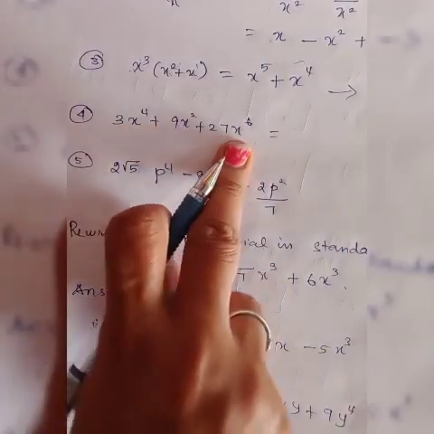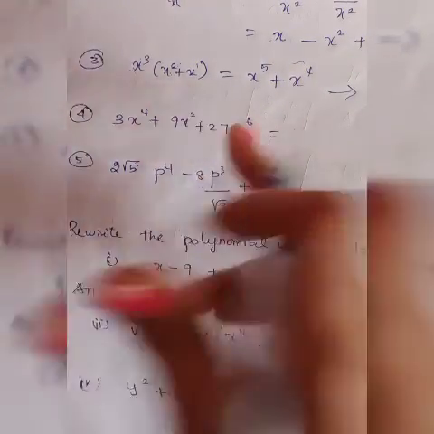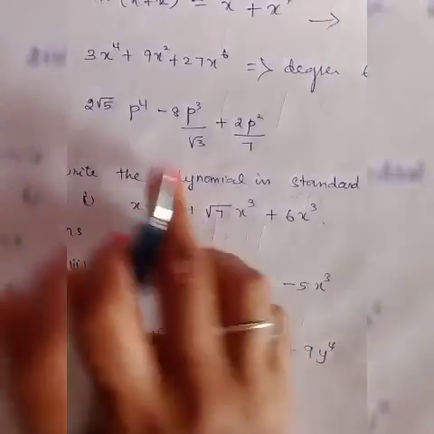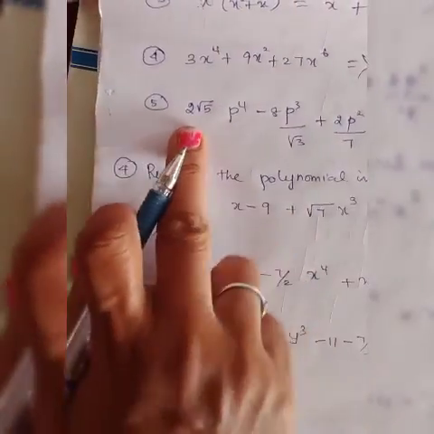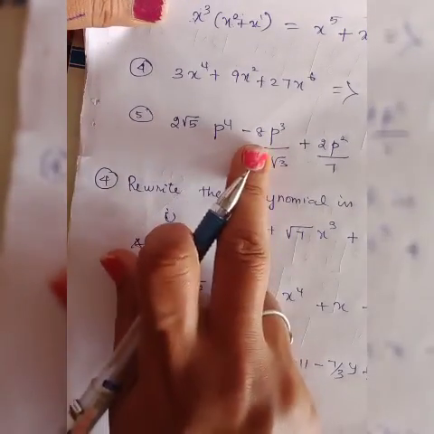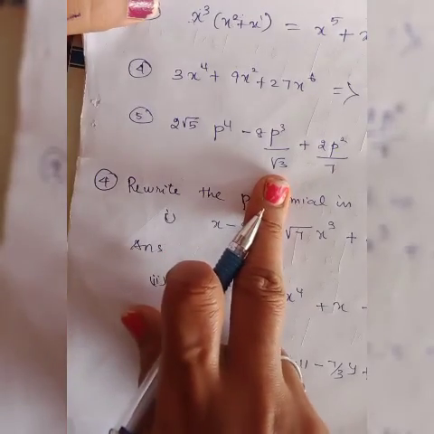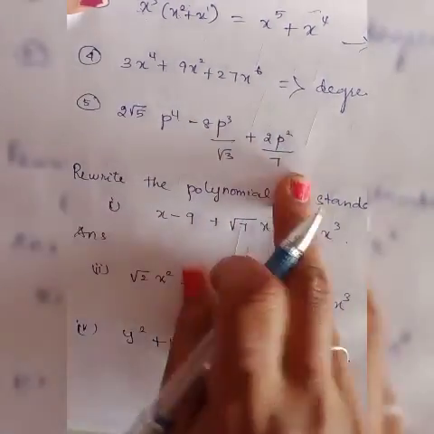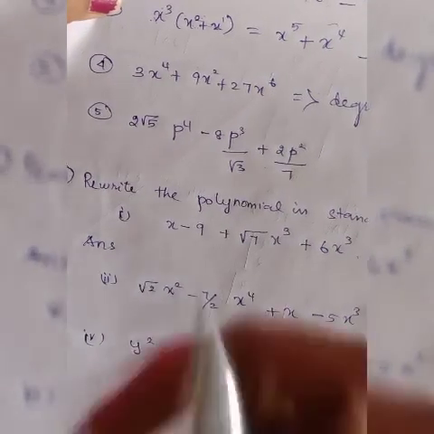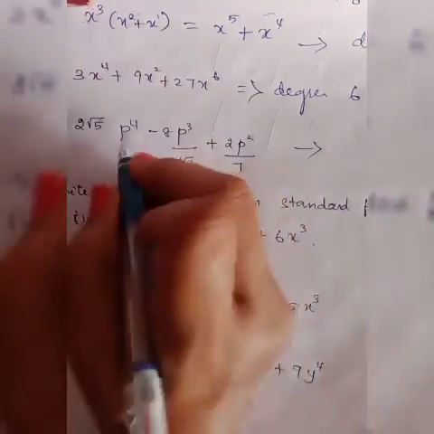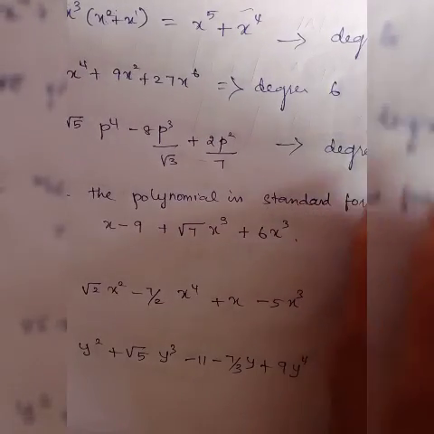Here the highest power is 6. So the degree is 6. Here we have 2 square root of 5 p power 4 minus p cube by root 3 plus 2 p square by 7. This is a polynomial and the highest power is 4. So the degree is 4.